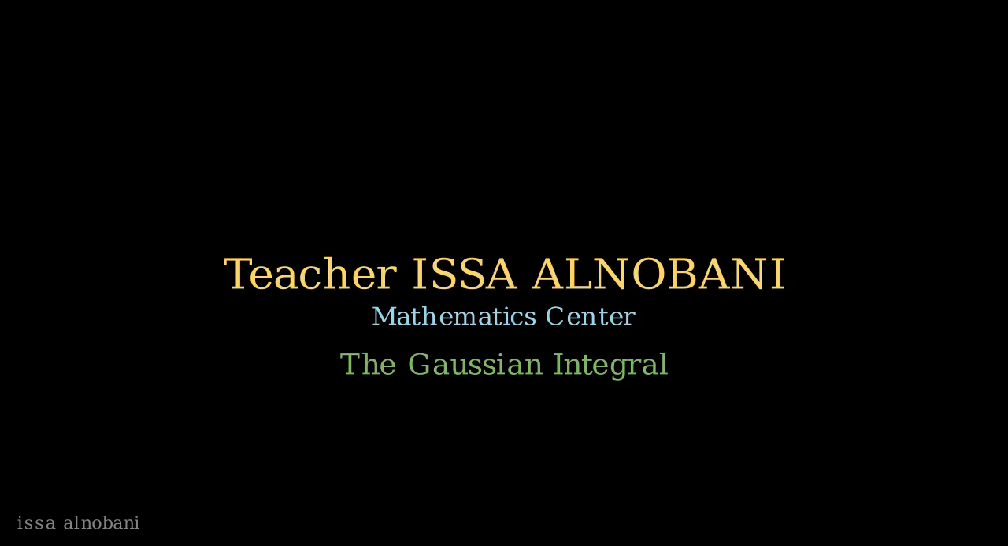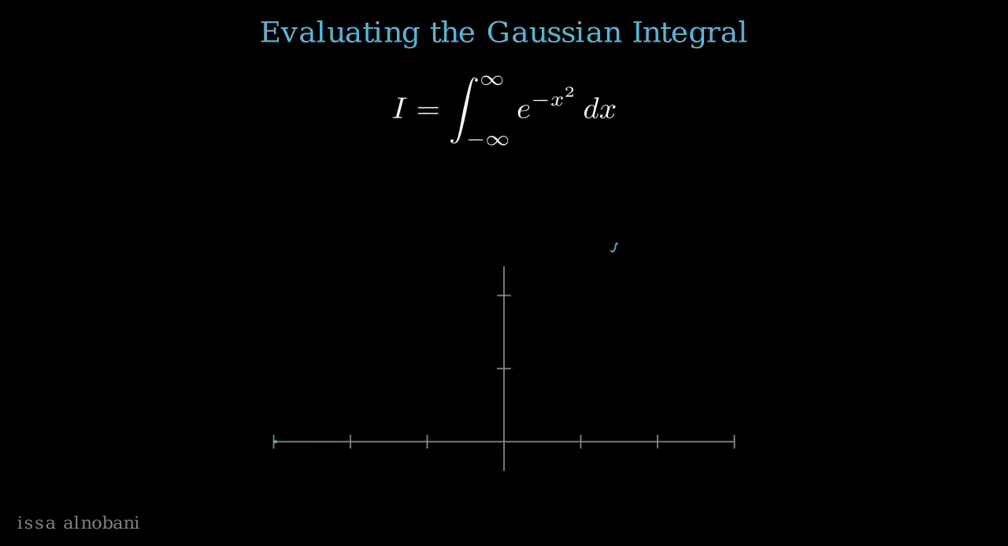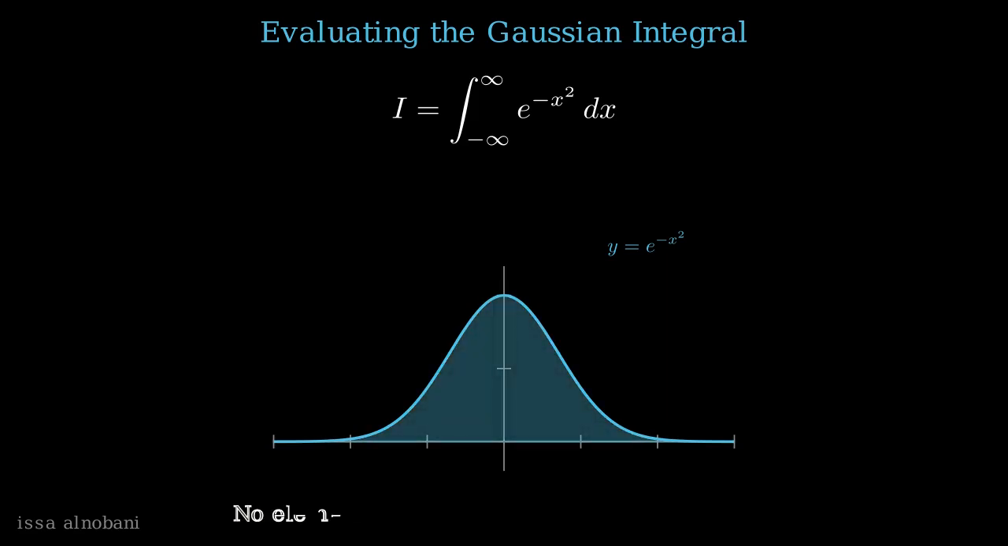Today we will evaluate one of the most famous integrals in mathematics, the Gaussian integral. We want to evaluate the integral from negative infinity to positive infinity of e to the power negative x squared dx. This function has no elementary antiderivative, so we need a clever trick. The trick is to square the integral.